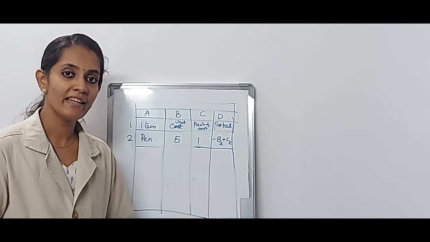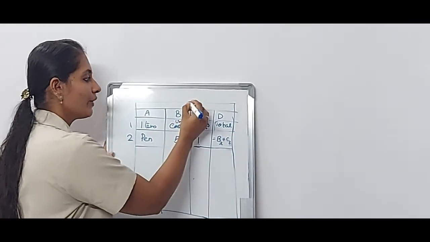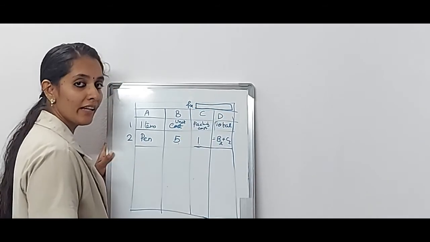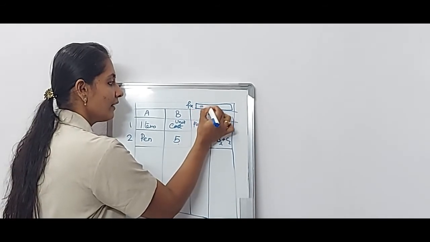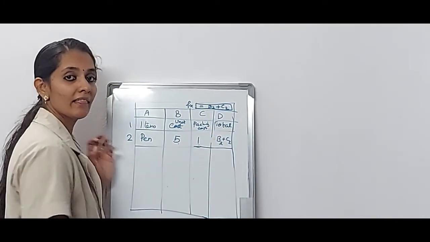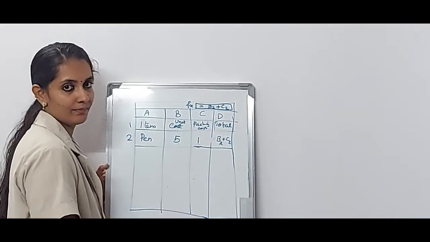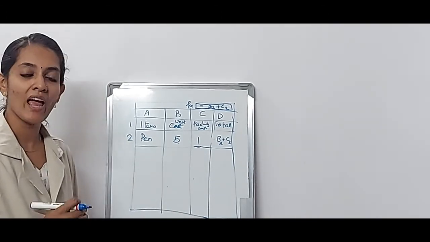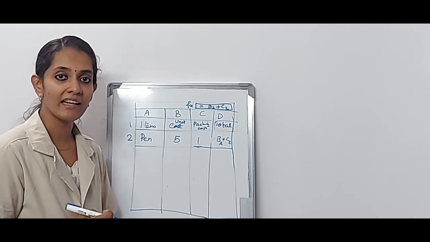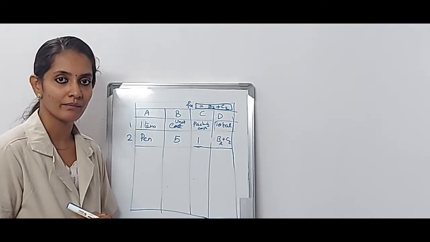Second method to enter a formula is using the formula bar. In this Excel sheet, you can see one formula bar here. Here you can give the formula equal to B2 plus C2. Then press enter. Then you can see the result in this cell. So these are the two methods to enter a formula into an Excel sheet. First one is typing the formula directly in the cell. Second one, typing the formula in the formula bar.